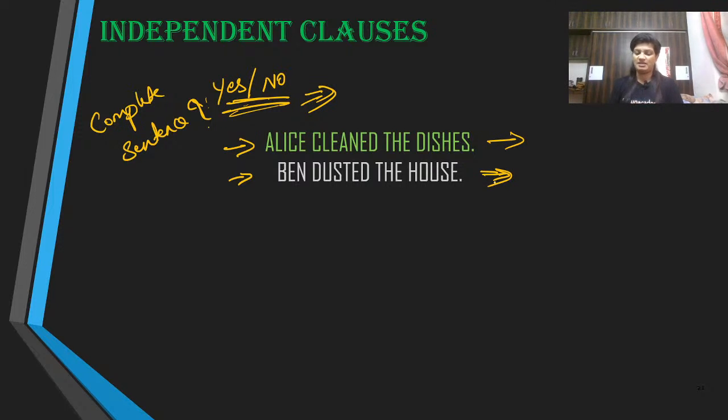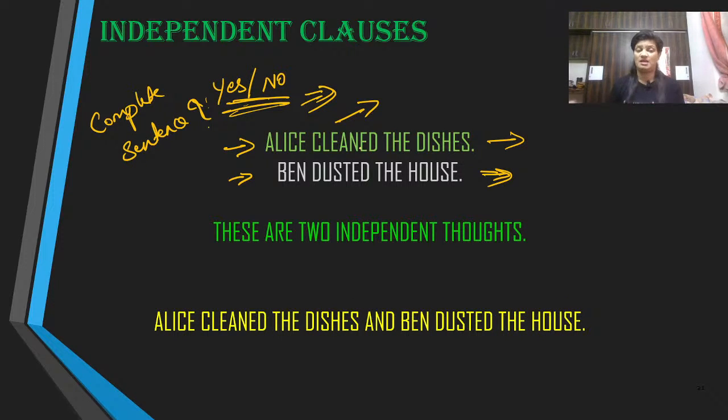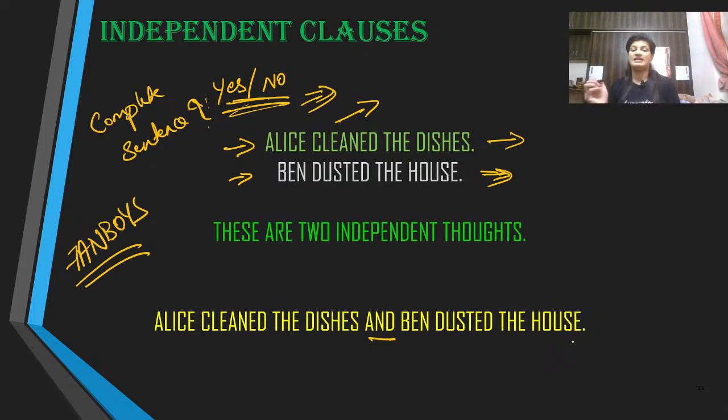Now we need to combine these two. Like I said, these are independent thoughts. Alice cleaned the dishes, independent sentence. Ben dusted the house, independent sentence. And we are going to club these two. When we club, let us bring in one of the fanboys, and I have brought in and. So, Alice cleaned the dishes and Ben dusted the house.